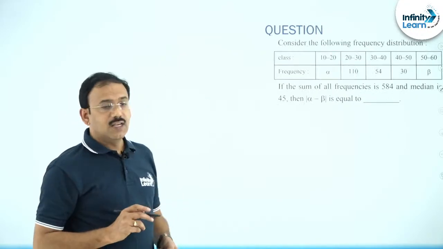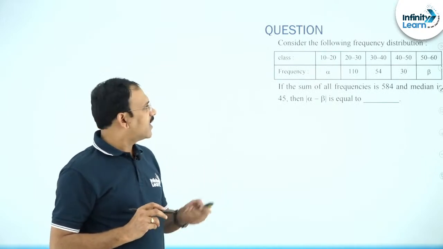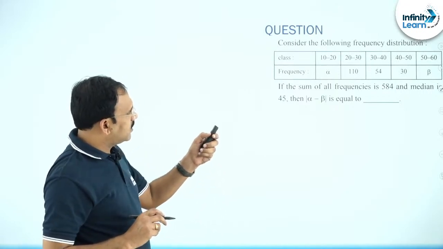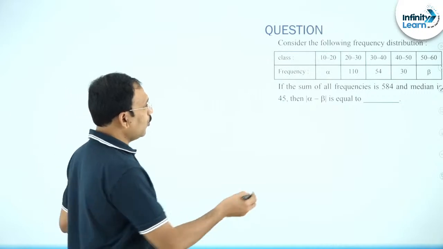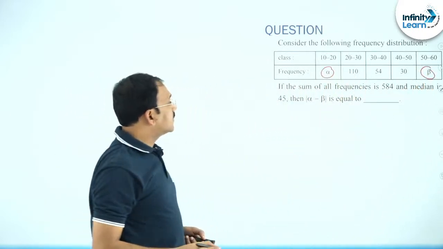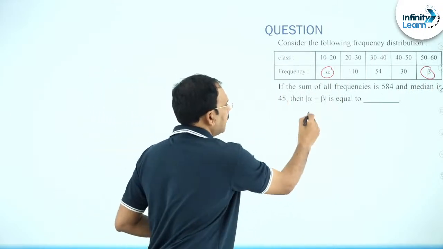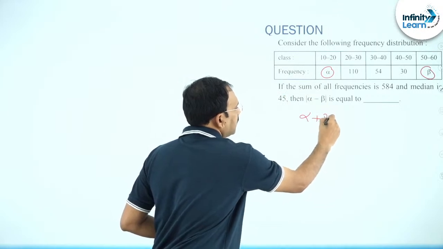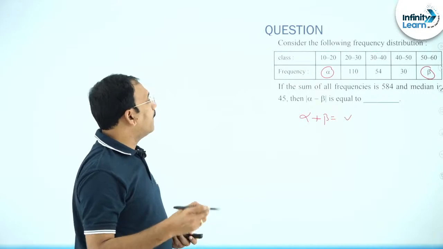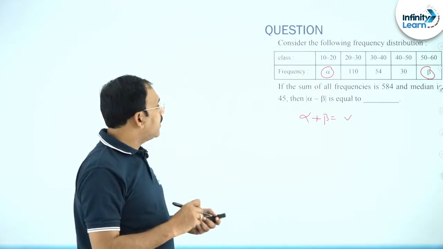Then next, friends, this question is also given in the month of July, continuous series. Consider the following frequency distribution. Two frequencies are missing, alpha and beta. Sum of all the frequencies is 584, which means when you sum them you will get the alpha plus beta value. One equation is done. Then next, median is 45, same as the previous problem, friends.